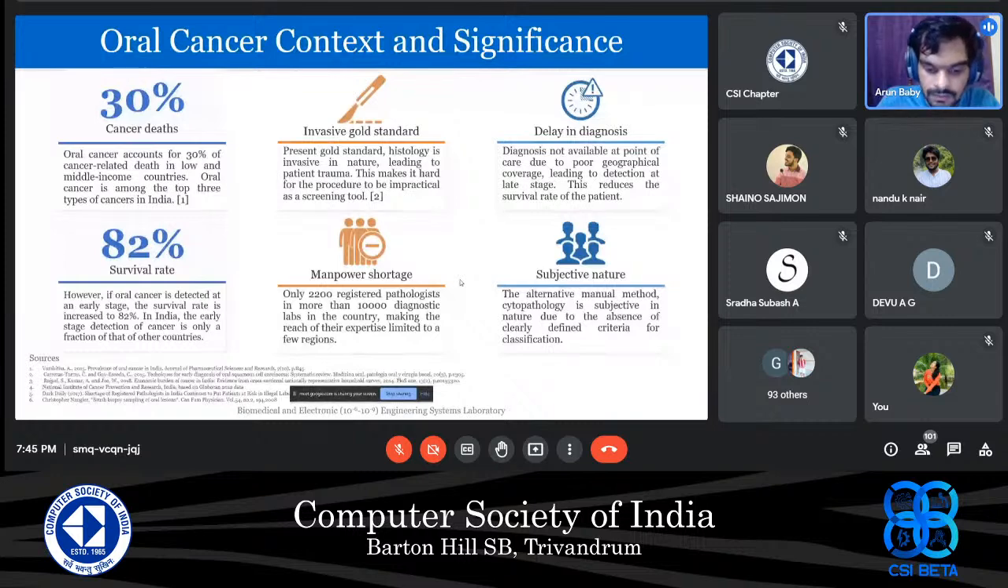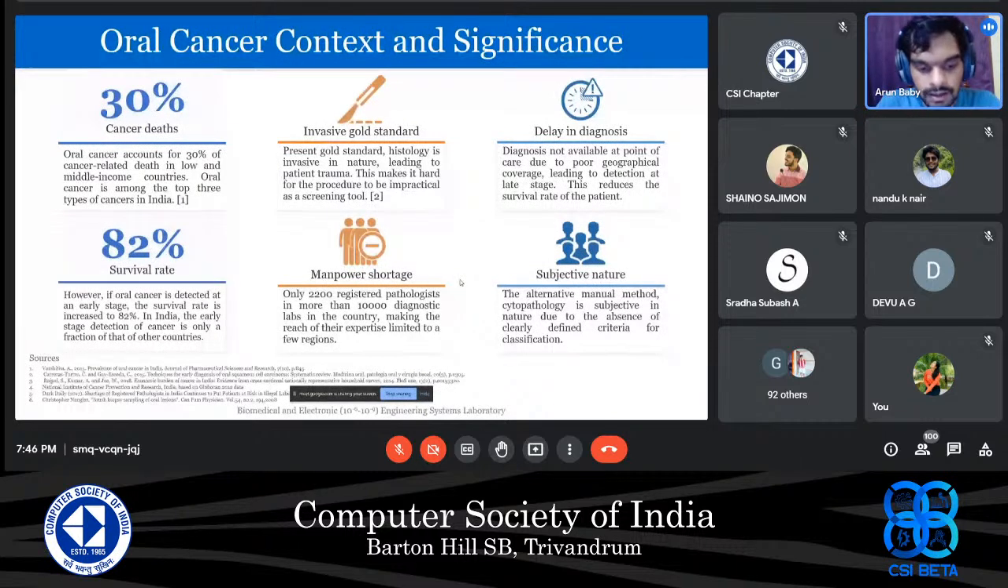It is one of the most common cancers in low and middle income countries, mostly due to risk habits such as smoking. 30% of the cancer deaths in India are caused by oral cancer. So that calls for research in improving cancer diagnosis.